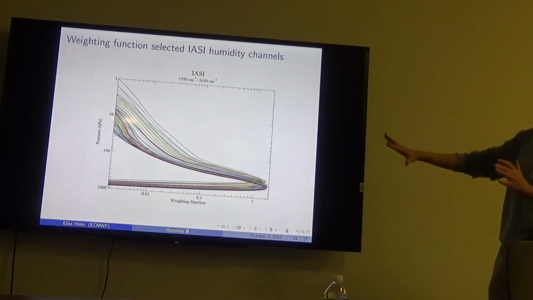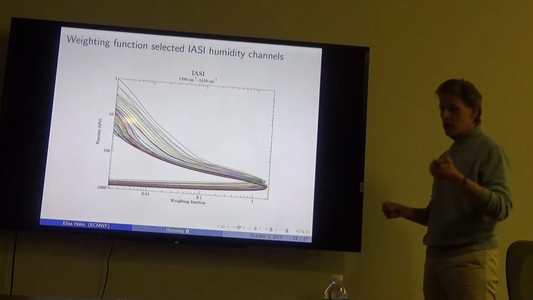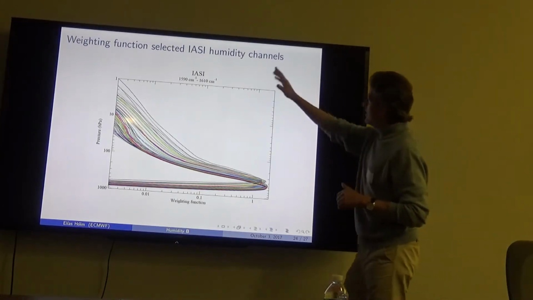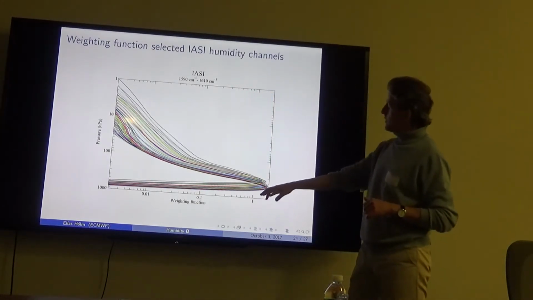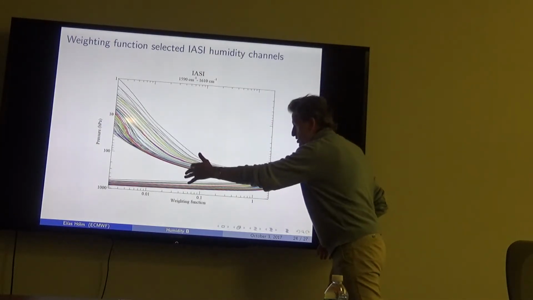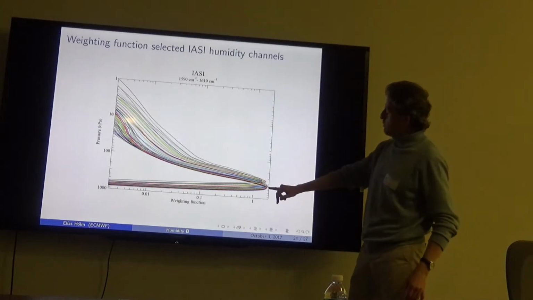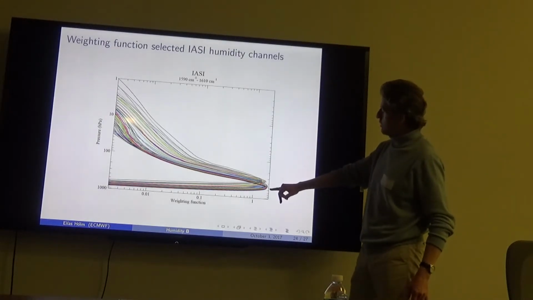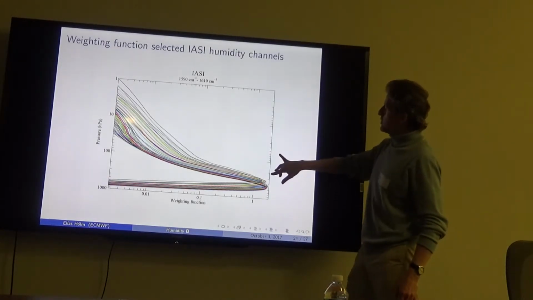Okay, yeah, this is a good one, just before I go to the curiosity thing. This is the IASI. A few channels, not necessarily channels which we use, but these are water vapor sensitive channels. You see they're peaking here at 2, 3, 4 hectopascal. You see these tails up here.